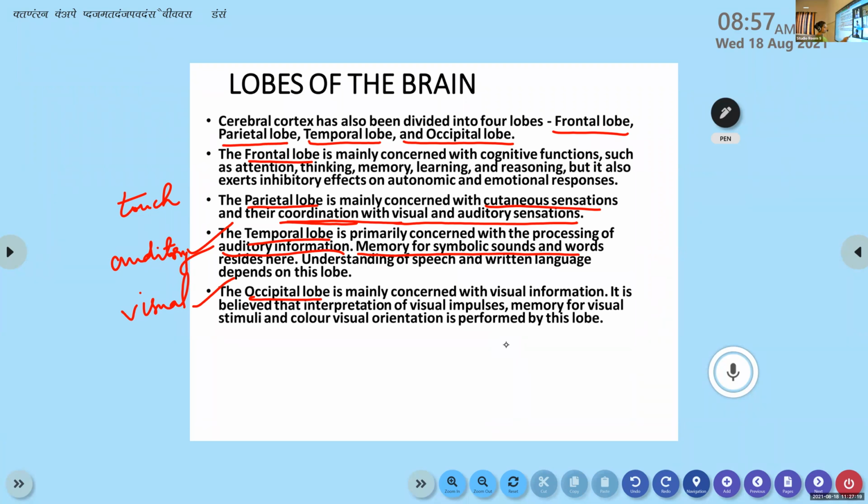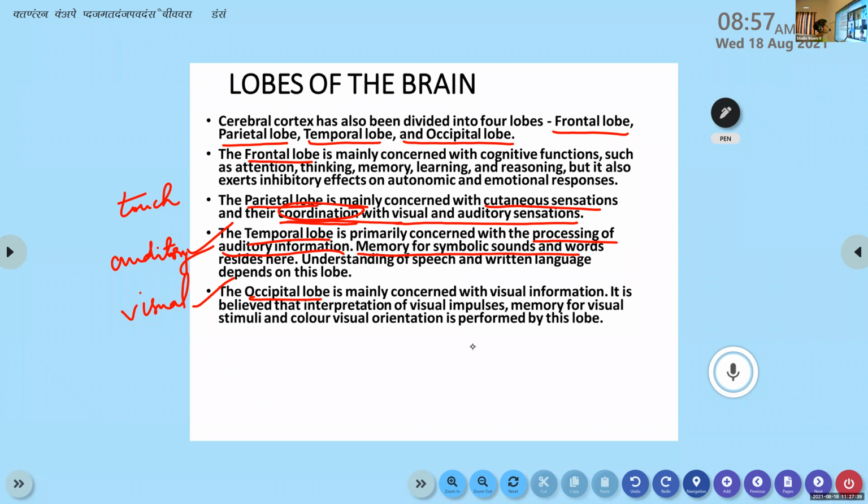Again, we were talking about the temporal lobe that is primarily concerned with processing of auditory information. Parietal lobe is just coordination, but the main processing happens in the temporal lobe. Then memory for symbolic sounds and words resides here.